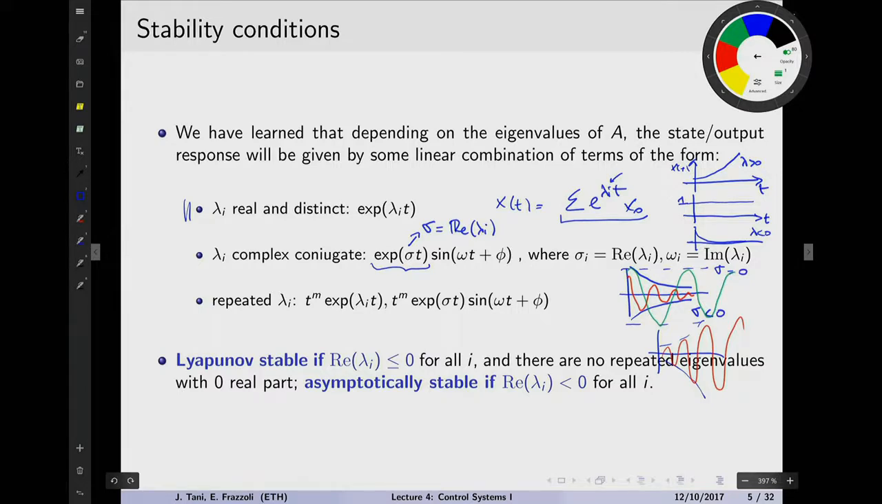In fact, if you go and check the example we did last time and calculate the eigenvalues of the linearized A matrix in the case of the pendulum, you'll see that they are complex conjugate eigenvalues with the real part equal to 0. So what if instead we have repeated eigenvalues? Well, you have to be careful, because if you have repeated eigenvalues in 0, then you've got a polynomial output that eventually explodes.